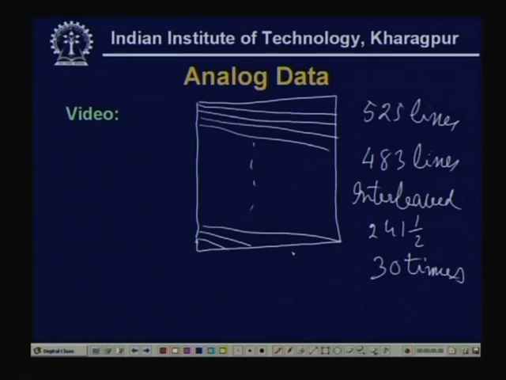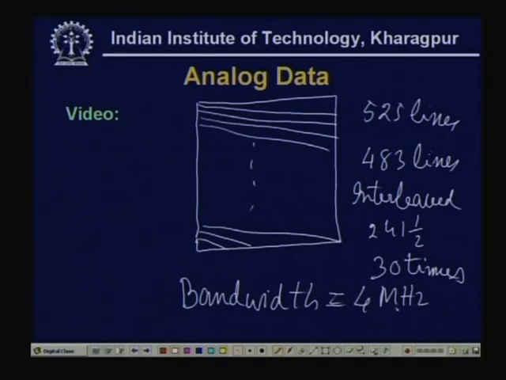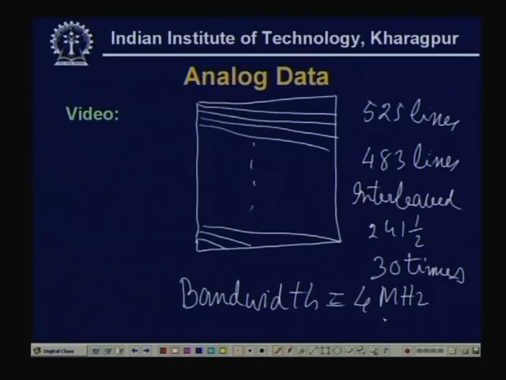Whenever we do this, the bandwidth requirement of this video data is about 4 megahertz. Of course, this is excluding voice and color. If we include that, it will be more than this. So, this is the example of video data that we receive through a television network, and we see it has much higher signal components, having a bandwidth of about 4 megahertz. This is an example of another analog data.